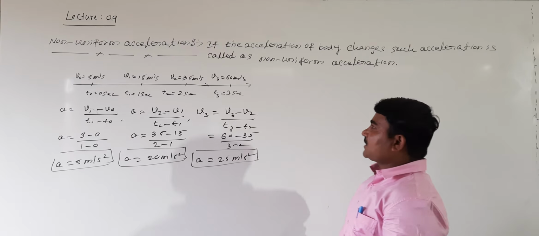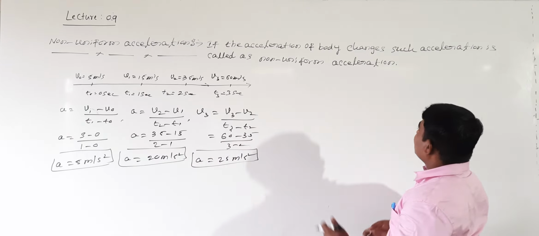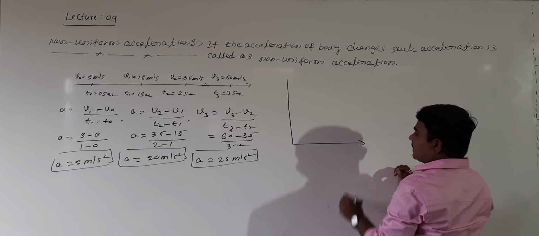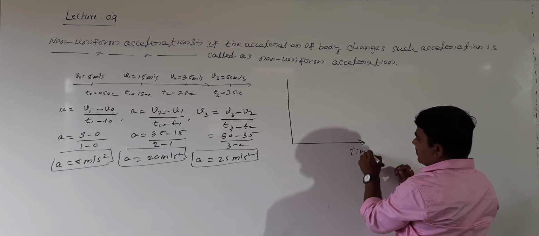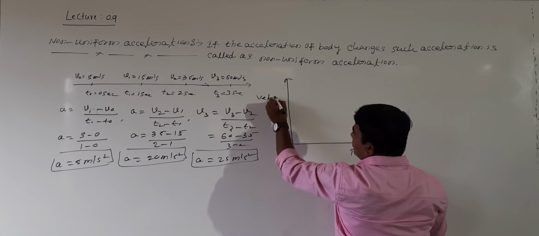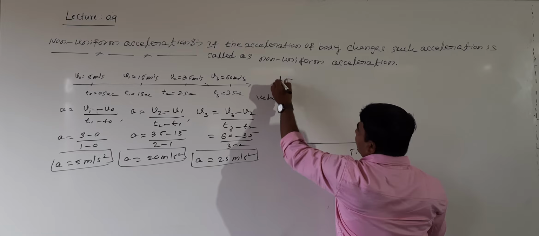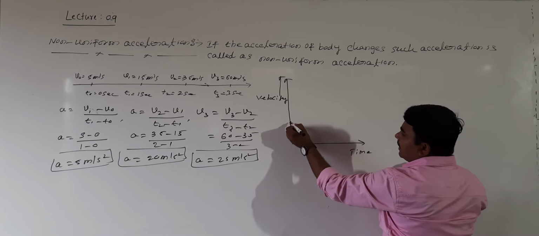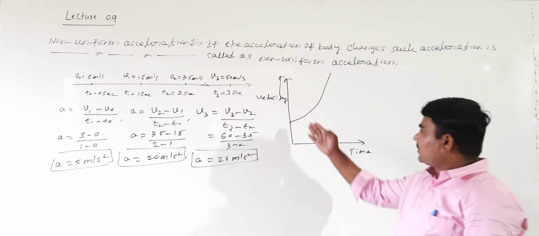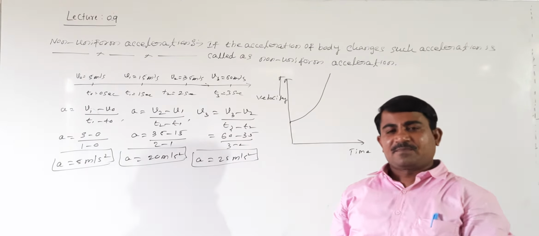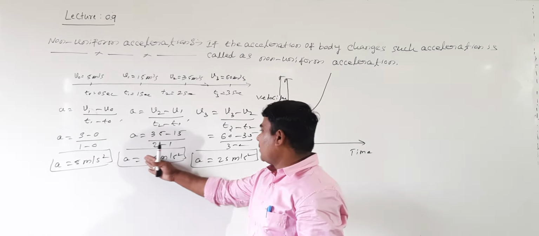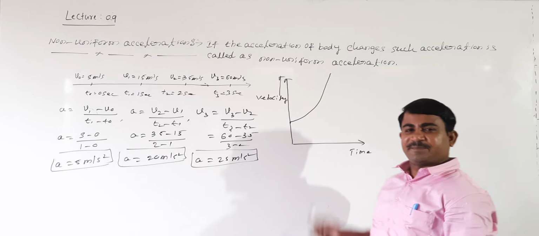Then for non-uniform acceleration, what is the nature of the graph that may be possible? Shall I see the nature of the graph here? Along the x-axis I will take the time. Along the y-axis we will take the velocity. The nature of the graph may be like this. This is for positive acceleration, because acceleration goes on increasing.